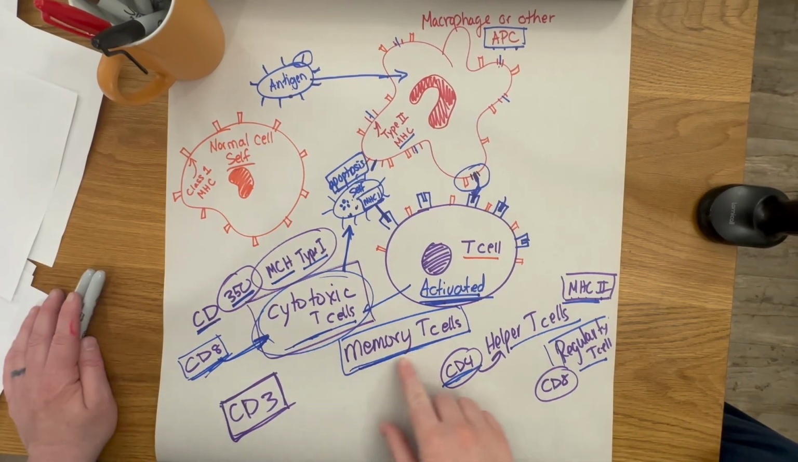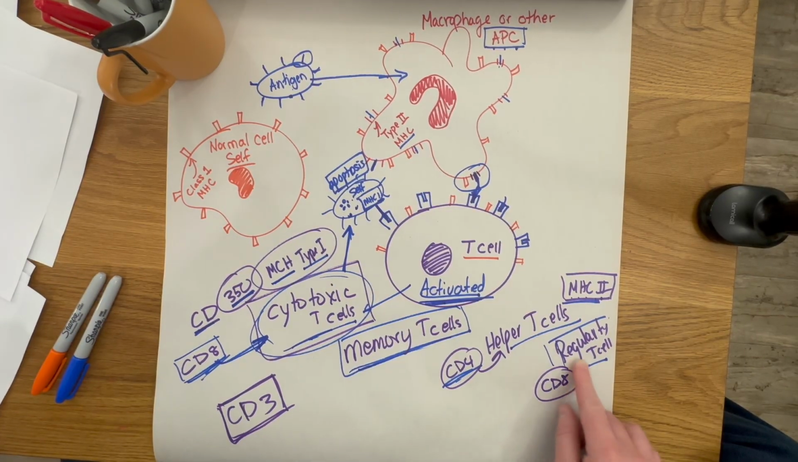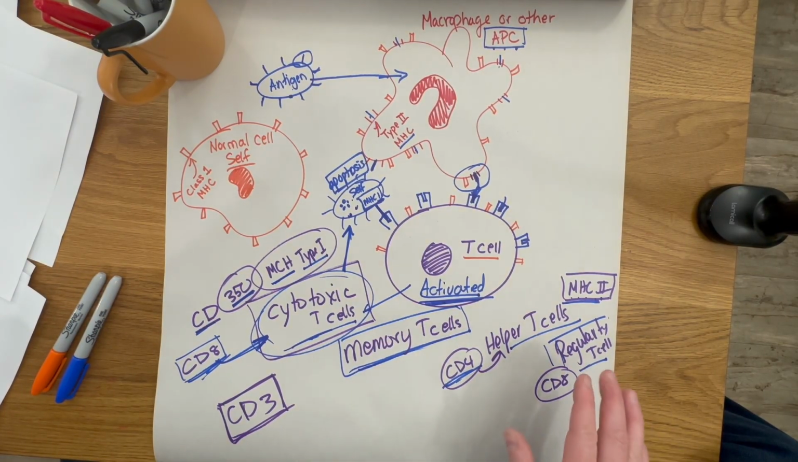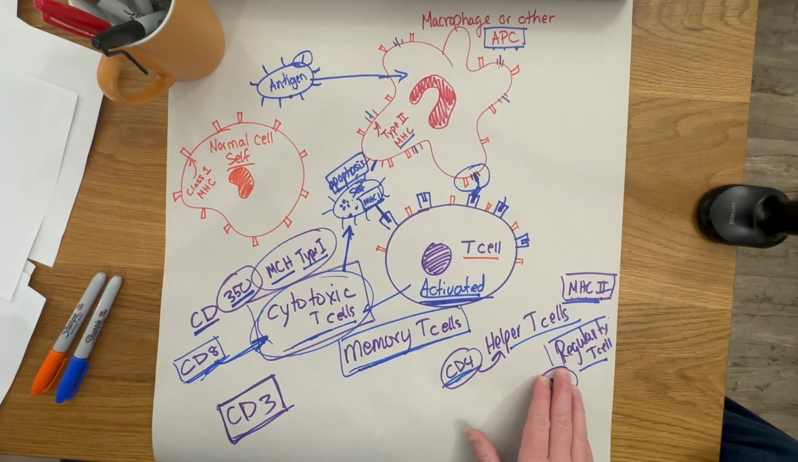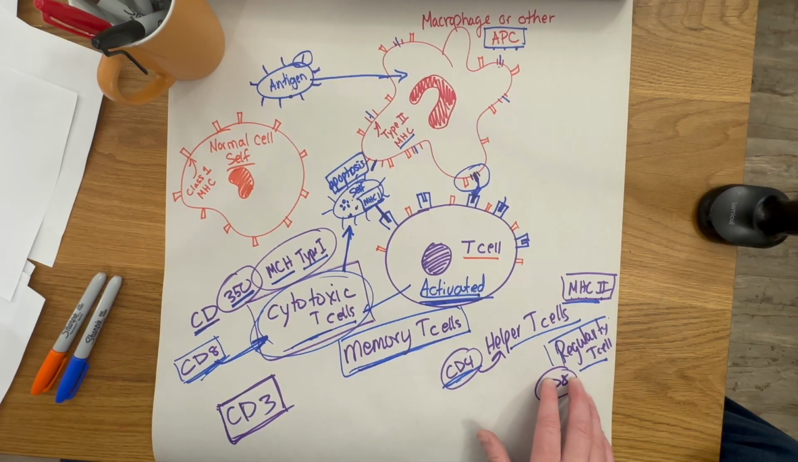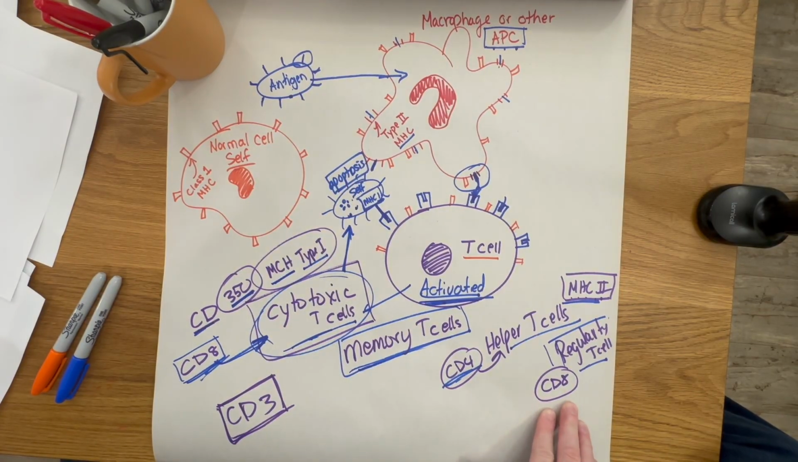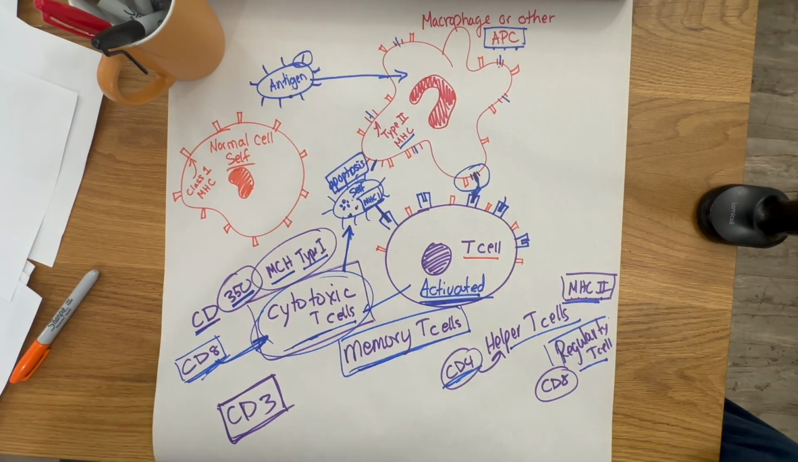So the regulatory T cells, as I was saying, secrete suppressant factors, or in other words, they slow the reaction down. They say, let's not go overboard here. So the regulatory T cells have a kind of inhibitory effect on the T and B cells that are involved in this specific antigen attack.